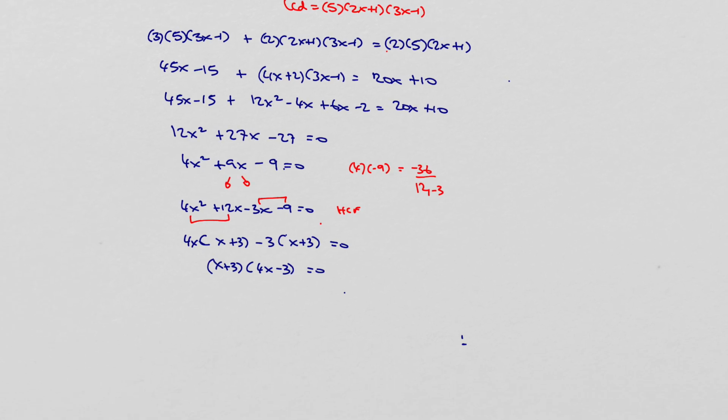So now all I have to do is get x on its own there. We let both factors equal 0, because their product is 0. That means one of the factors is 0 or both are 0. So that leaves me with x equals minus 3 or x equals 3 over 4.